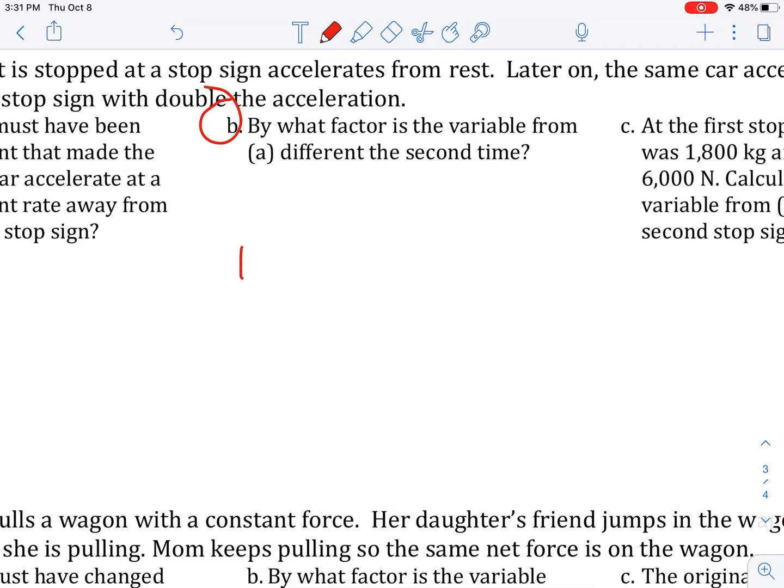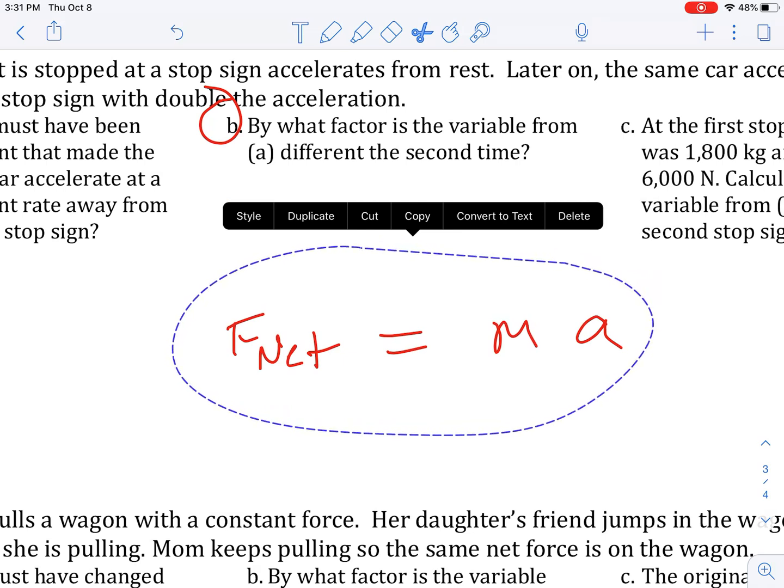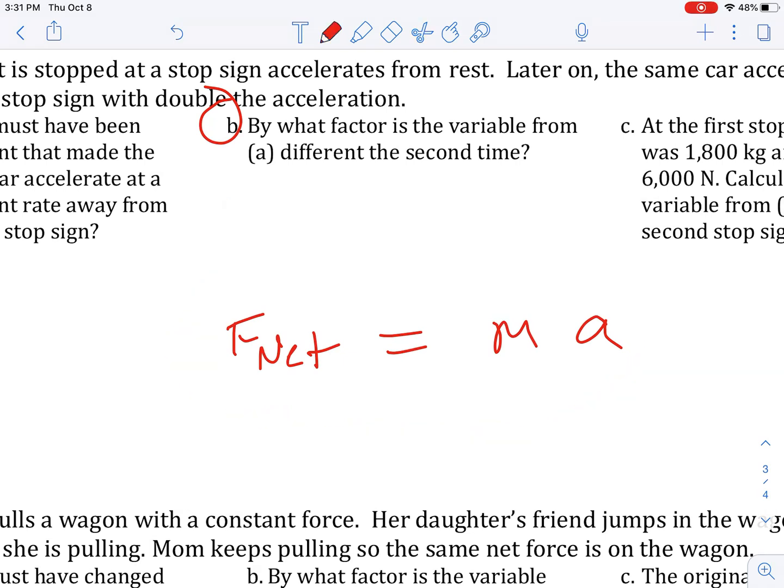So we know F net equals mass times acceleration, okay? And notice that I space them out like that, so that if I need to put some placeholders in, I can. So here we go.